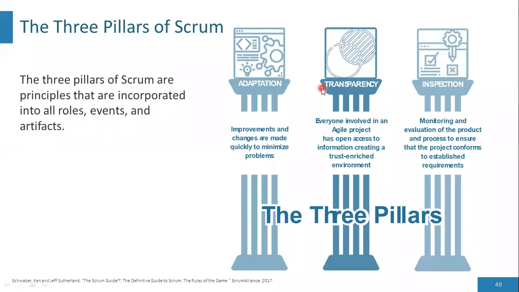And this is where transparency connects to the concept of empirical process control, which means work needs to be transparent and visible, and actual work results are the only true measure of progress. Decisions and functions are fact-based and experience-based and evidence-based.